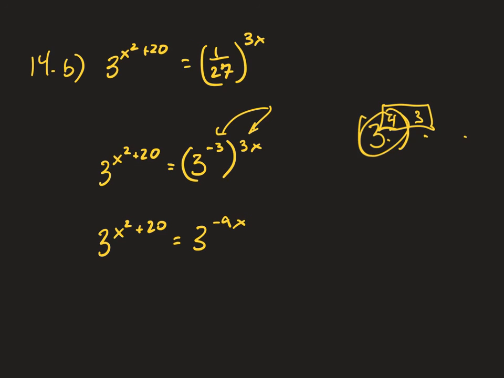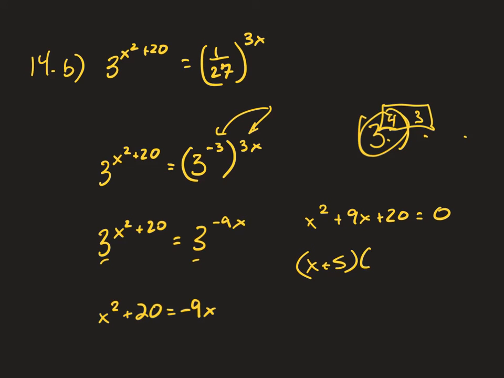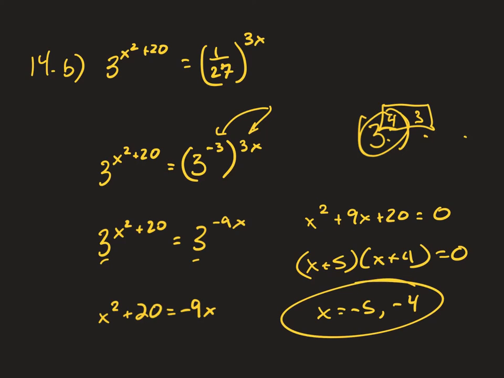These are both base 3, so you just take the log base 3 of each side, and that gets rid of these. So you just have x squared plus 20 equals negative 9x. Bring it to the left. X squared plus 9x plus 20 equals 0. It looks like a 5 and a 4. (x plus 5)(x plus 4) equals 0. X equals negative 5 or negative 4.